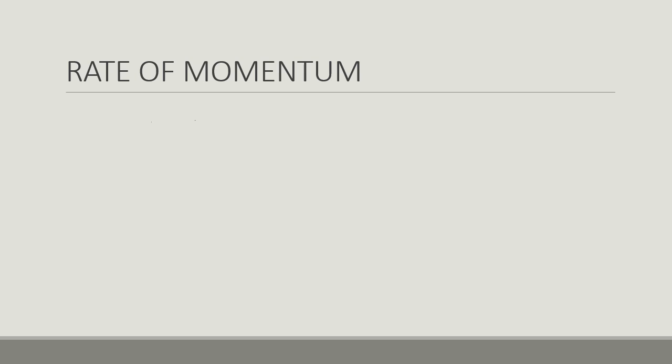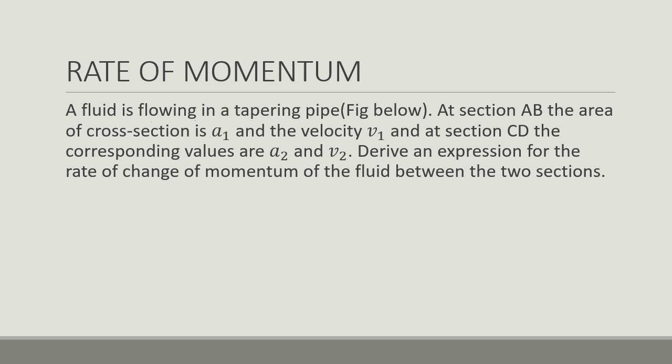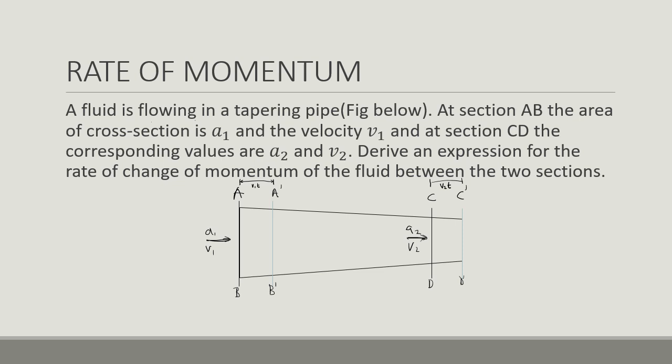Now, rate of change of momentum. In this textbook I found a wonderful explanation for this, and it is in the form of a question. A fluid is flowing in a tapering pipe as in the figure below. At section AB of cross section a1 and velocity v1, and at section CD the corresponding values a2 and v2, derive an expression for the rate of change of momentum of the fluid between the two sections.